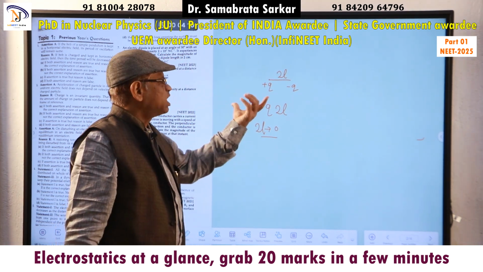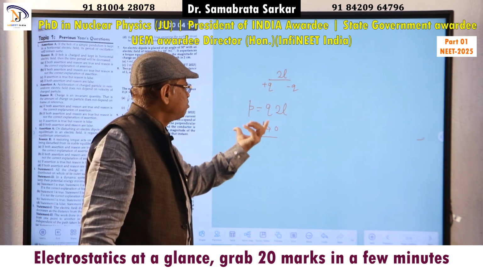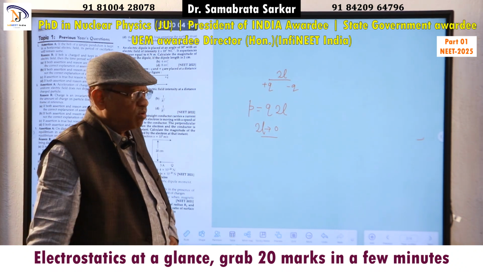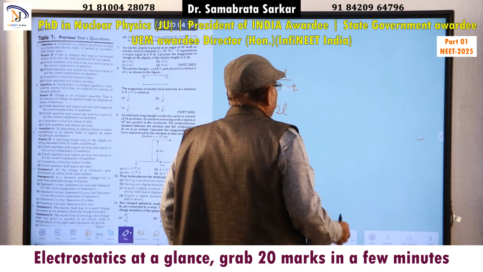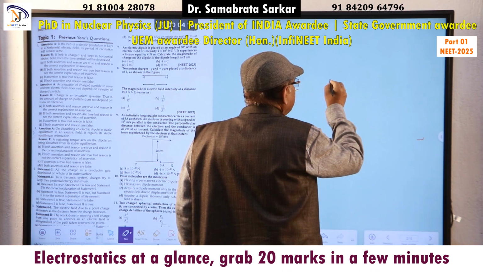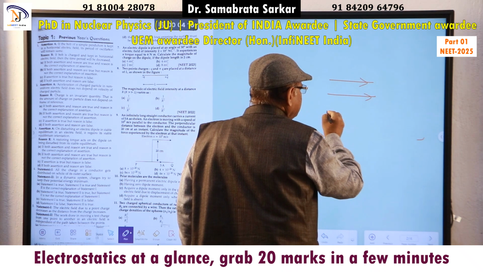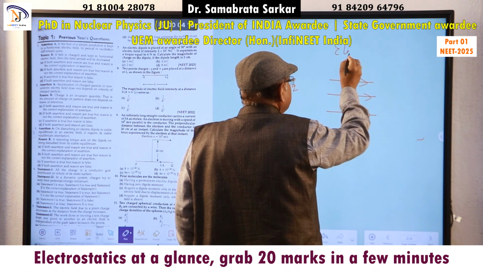The two poles mean two charges, opposite charges, that is called a dipole. Opposite charge, that is a dipole moment for a charged body. Okay, now I will go for electric field. What is electric field? You know, this is electric field.